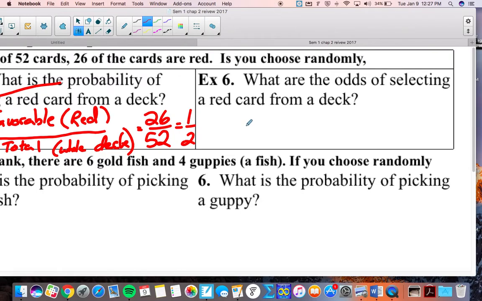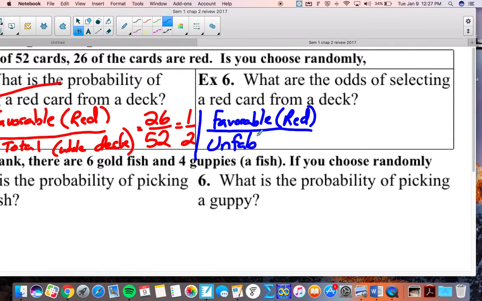What are the odds of selecting a red from a deck? Now, odds means favorable. Now, in this case, they're asking about reds. So red is favorable, divided by unfavorable. So all the other different cards that are not reds, unfavorable.